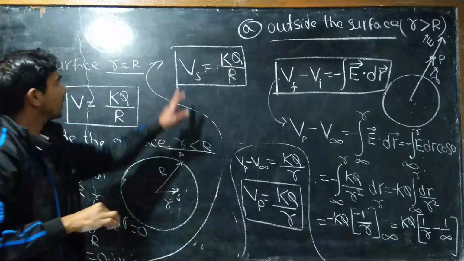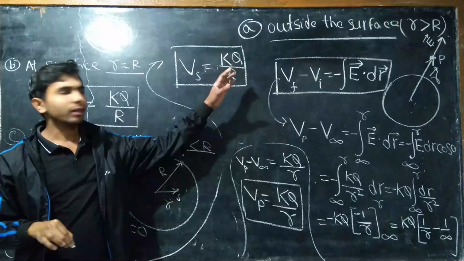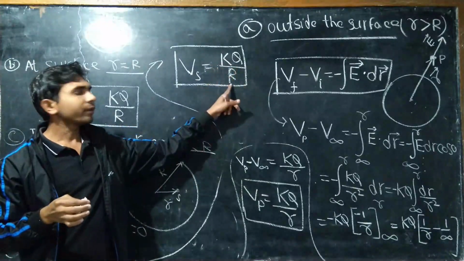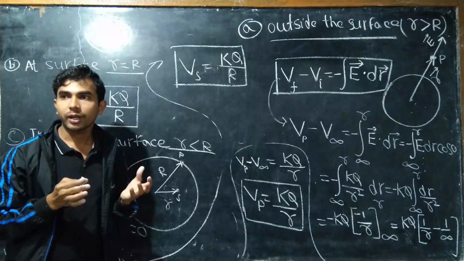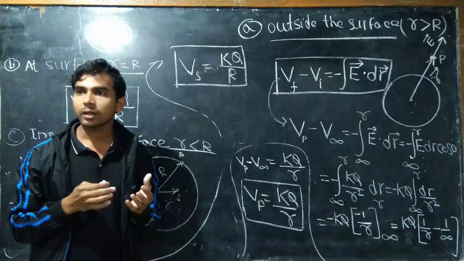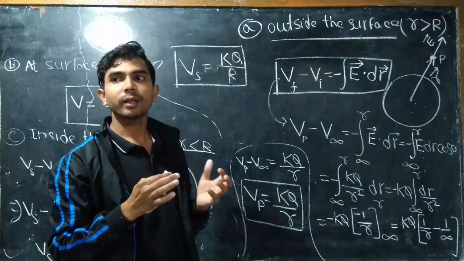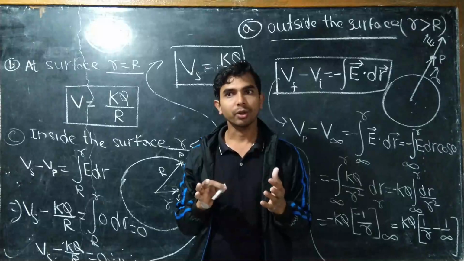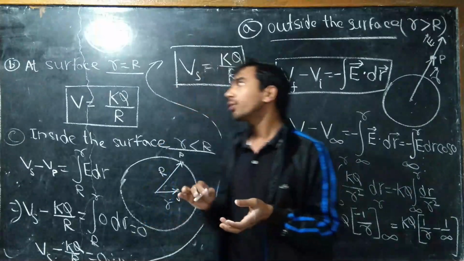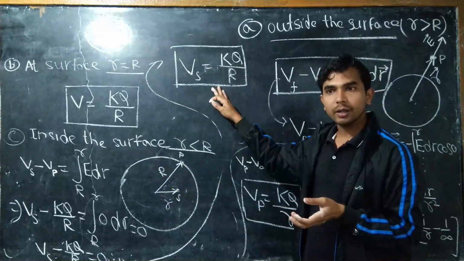As you see, Vs is kq by r. Q is the charge on the sphere, r is the radius of the sphere, and k is the electrostatic force constant, right? That means all terms are constant, right? That means the electric potential inside a thin spherical shell is constant, right? That one is not changing, okay? And that constant value is how much? kq by r, right? Okay.